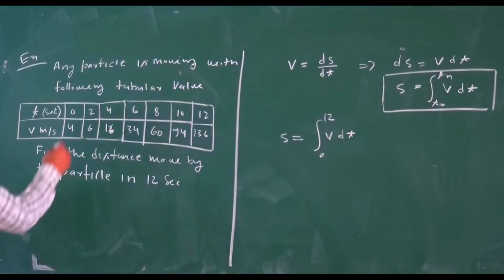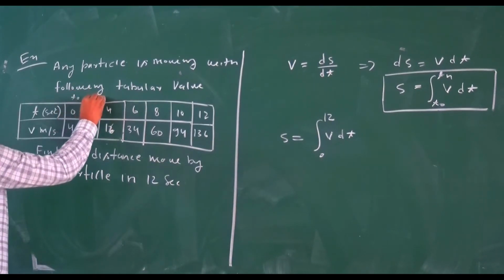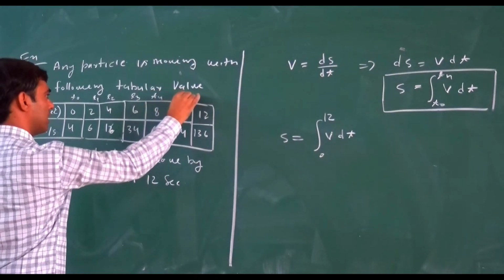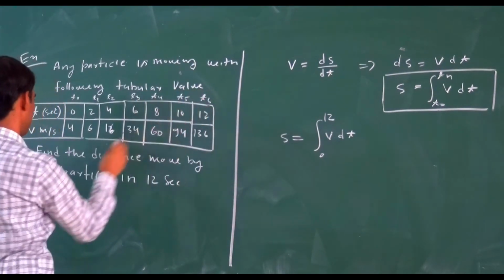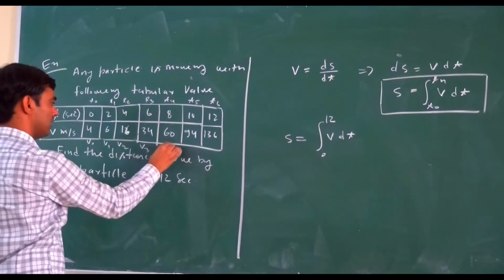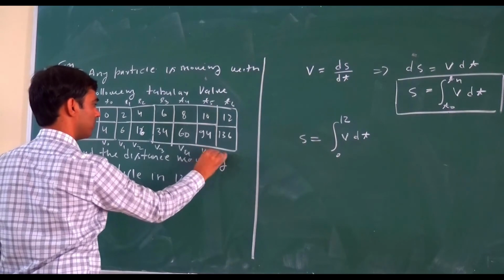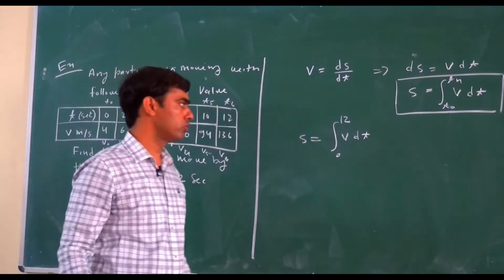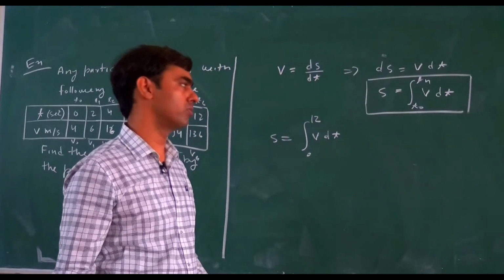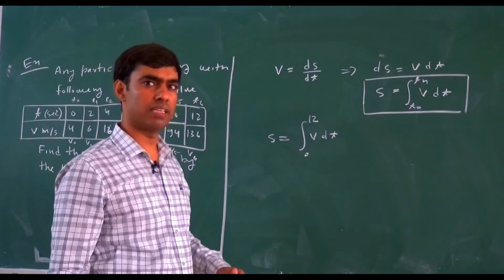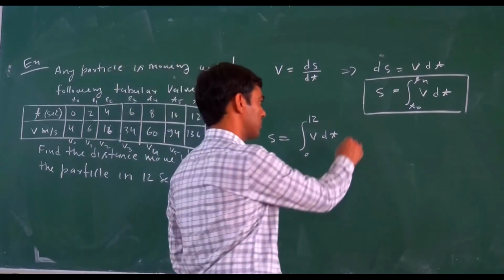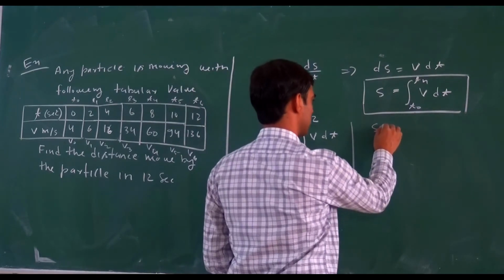So if we write this one, this is T0, T1, T2, T3, T4, T5, and T6, and the corresponding values are V0, V1, V2, V3, V4, V5 and V6. You may solve this by the trapezoidal rule, Simpson 1/3 rule, or Simpson 3/8 rule. By any numerical integration method, you may solve this problem. Suppose we solve this one by the Simpson 1/3 method.